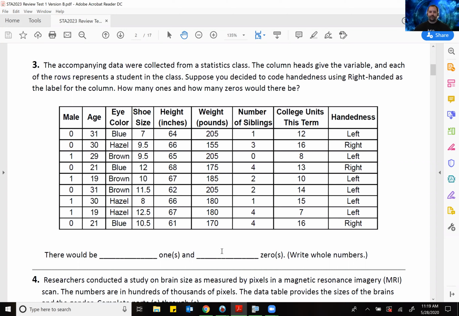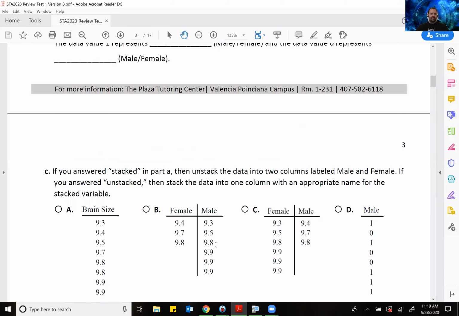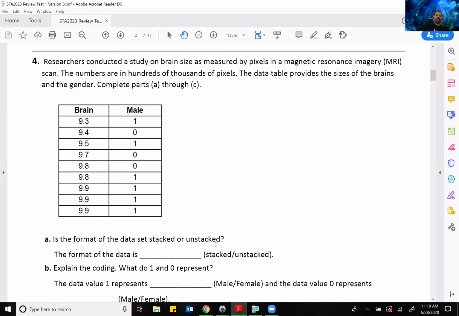Okay. Moving on. And last but not least, because this should be the last question, maybe. Nope. Still a couple more questions. Still in chapter 1. All right. So right here, it says researchers conducted a study on the brain as measured in pixels in an MRI machine. The numbers are in hundreds of thousands of pixels. That would be this number that's right here in the brain. So they want to know, based off of this information, is this stacked or unstacked?